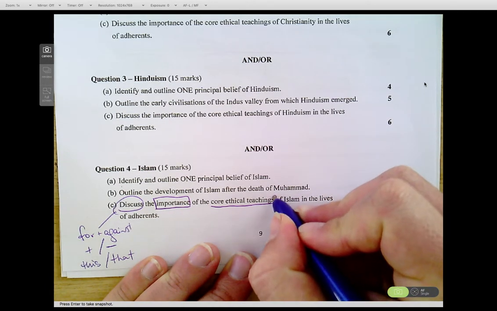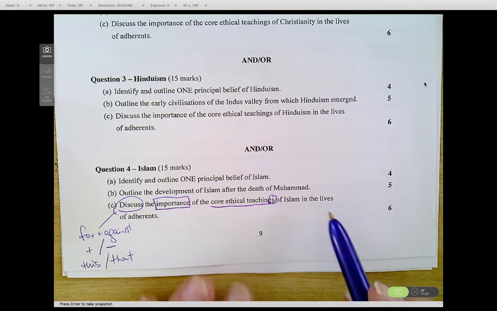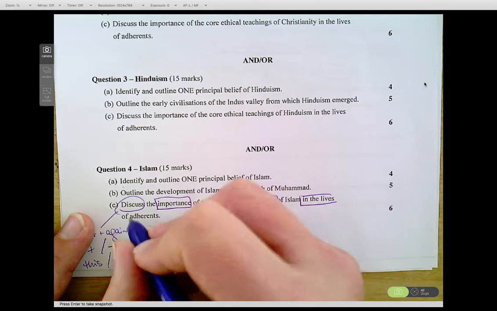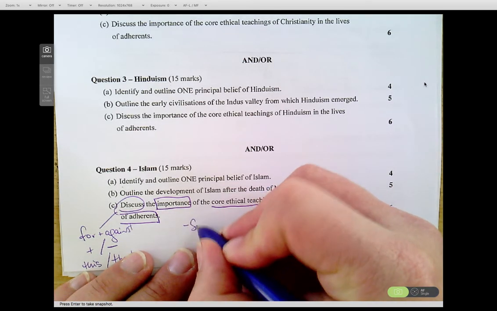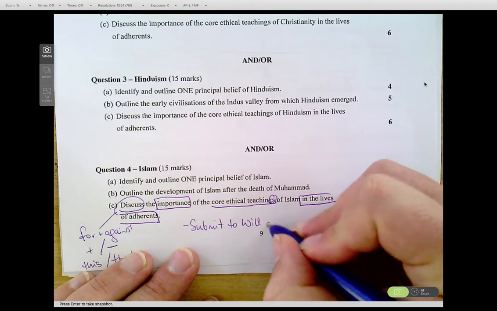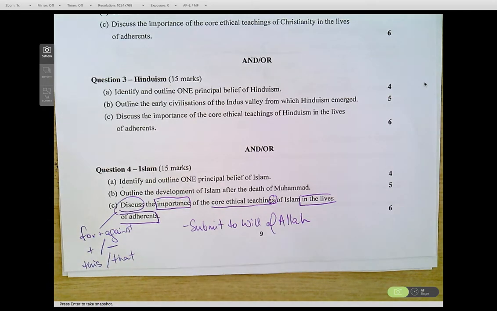It's asking us for more than one. In the lives of adherents. So that's individuals. And there's our qualifier as well. So we know that the core purpose of the life of any Muslim is to submit to the will of Allah. Okay, so we have to talk about the submission of adherents to the will of Allah.